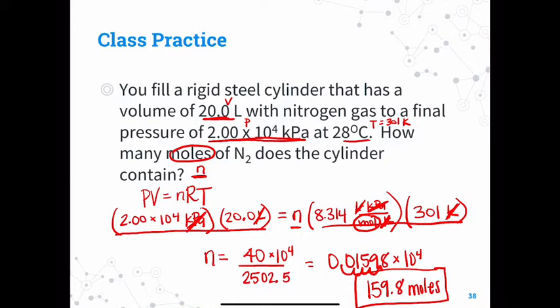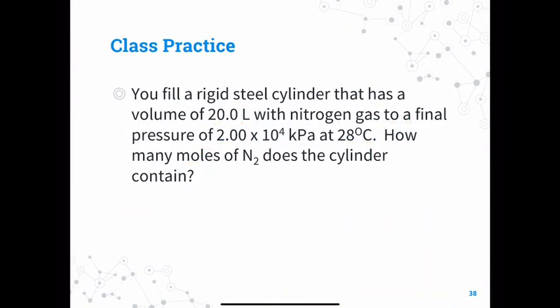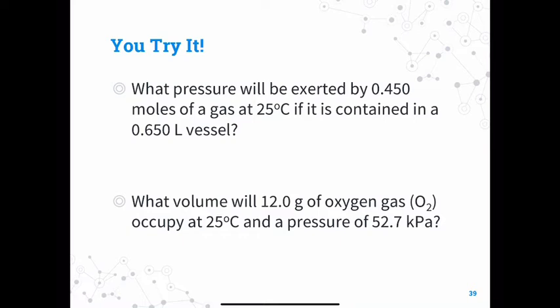I'm going to give you a little bit of guidance for them though, because they are slightly tricky. Okay? So let's look at the first one. It says what pressure, so that's what I'm trying to find. I'm going to solve for P, will be exerted by 0.45 moles, so moles is going to be our n, of gas at 25 Celsius, so that's going to be our temperature in Kelvin, and 25 plus 273 is equal to 298. Okay. If it's contained in a 0.65 liter, so that's going to be our volume, vessel.